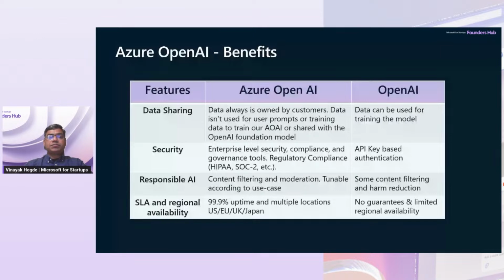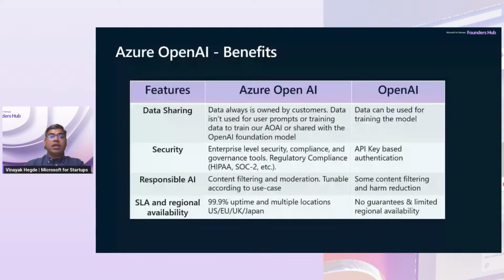The other thing is, since a lot of this data is very sensitive, especially if you are working in highly regulated sectors like insurtech, fintech, or healthcare, the models have regulatory compliance, whether it's HIPAA or SOC 2, and there are enterprise-level security, compliance, and governance tools built around that. So only specific people can get access to training or to accessing it, depending on how you want to develop your own tools. On OpenAI, there's API key-based authentication. It also has some security and governance, but since we are developing for the enterprise, we have this security built in.